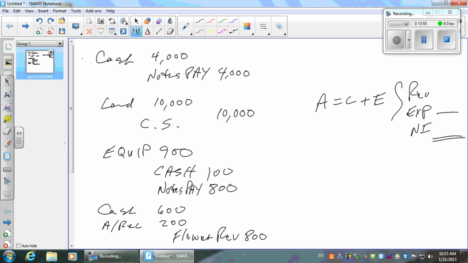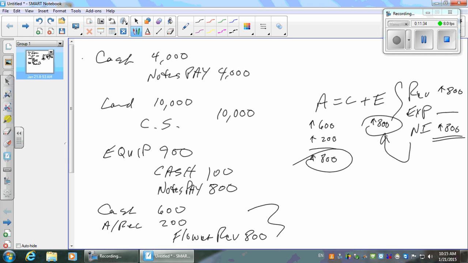Anyway, what would this one do, guys? Cash is an asset. Goes up by how much? Accounts receivable goes up by 200. Assets went up by a total of 800. Would everybody agree? Okay, what's revenue? What happened to revenues? Increased by 800 with the credit. And what happened to net income then? Increased by how much? And how do we stay in balance here? Net income gets added to retained earnings, which is an equity account. You have 800 more here. Does 800 equal 800 or what?